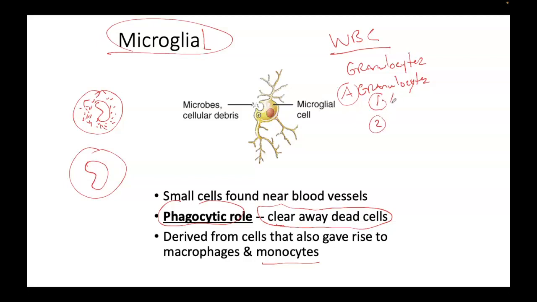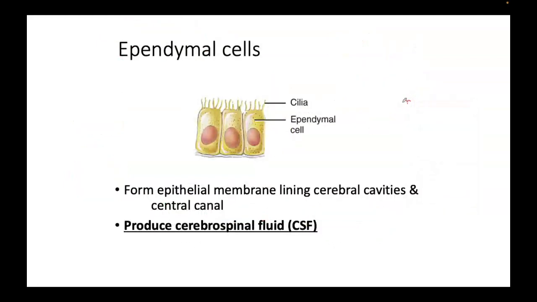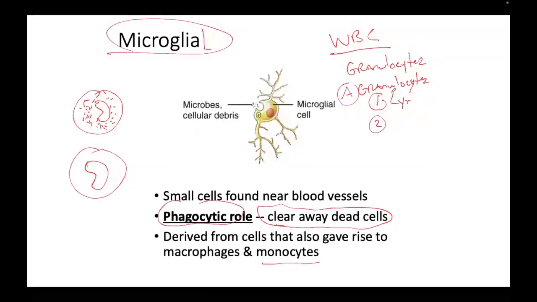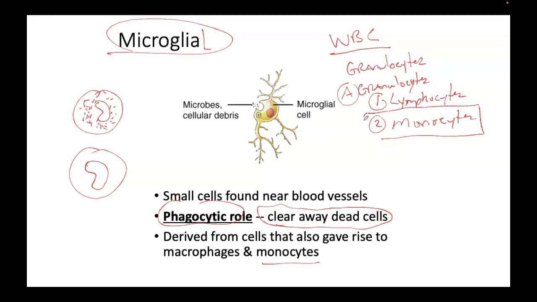So the agranulocytes, there are two. There are lymphocytes, and then we have monocytes. Now, monocytes are always in our blood. They're always in our circulation. They're always roaming around in our blood vessels.